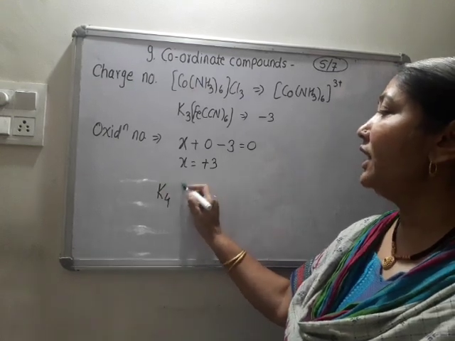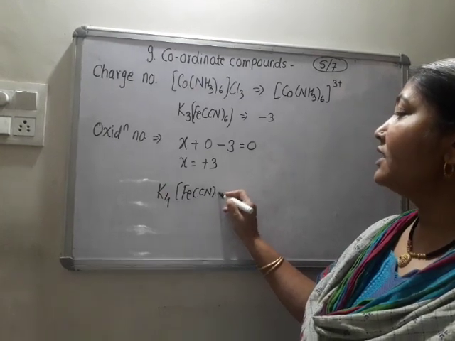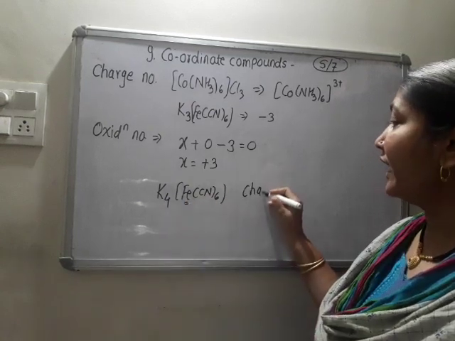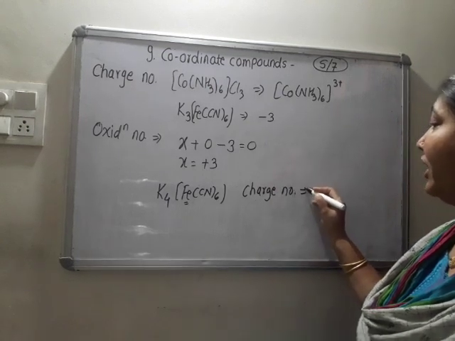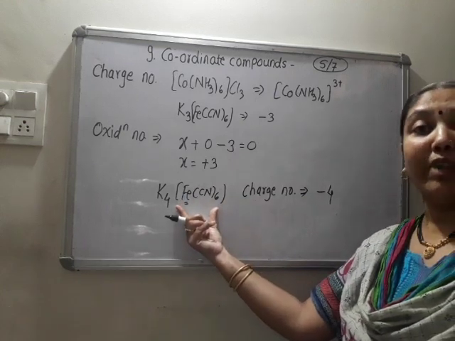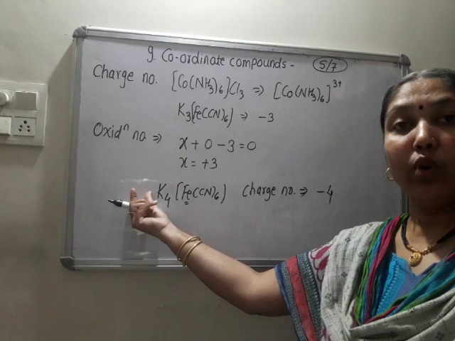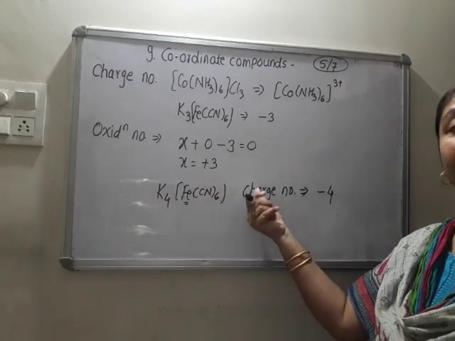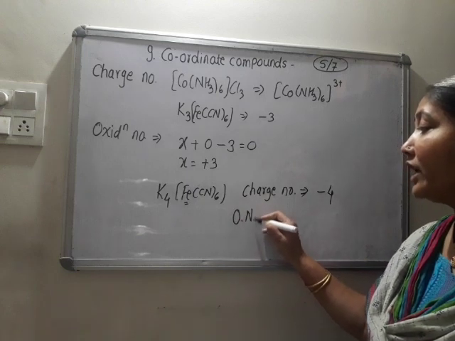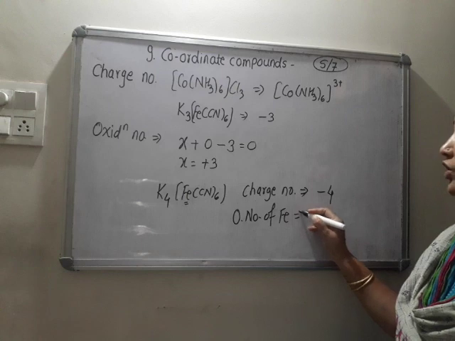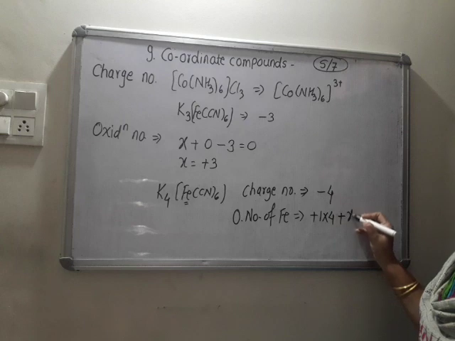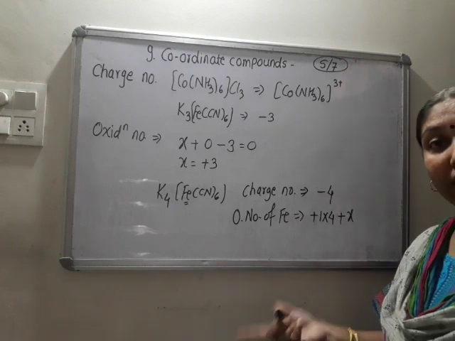If I give you the example K4[Fe(CN)6], what is the charge number? See the difference. I'll calculate both here. The charge number will be equal to -4, the charge on this square bracket. If we ionize this, we will get 4K+ and [Fe(CN)6]4-. So the charge number is -4. And what is the oxidation number of Fe here? For the oxidation number of Fe, K is always +1 into 4 such atoms, Fe we don't know, and cyanide is always -1 into 6.